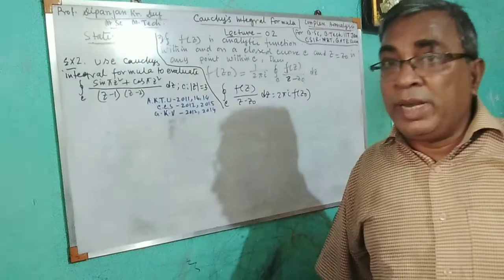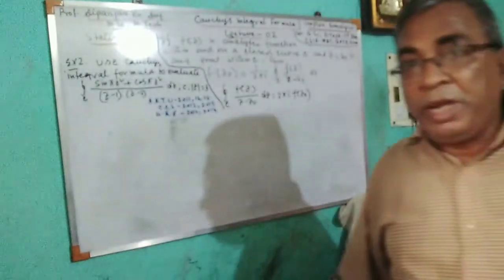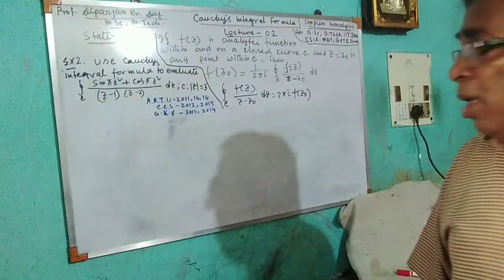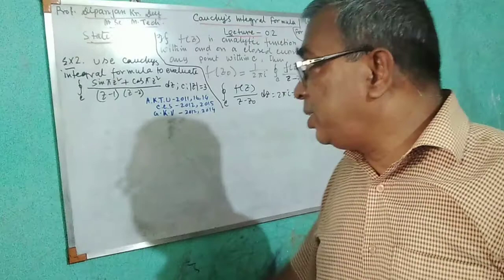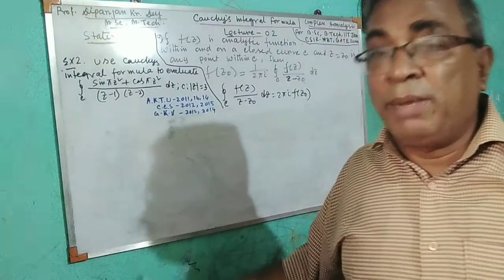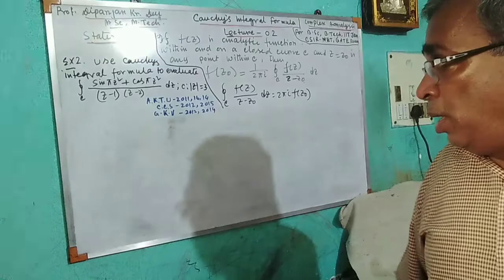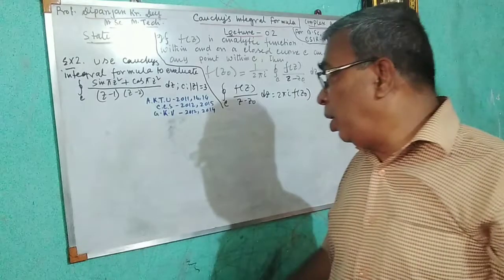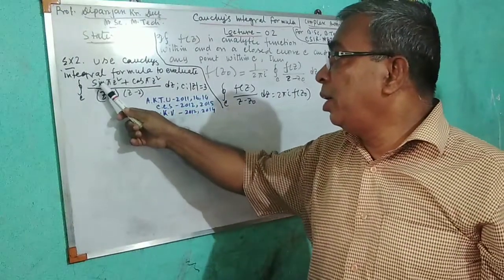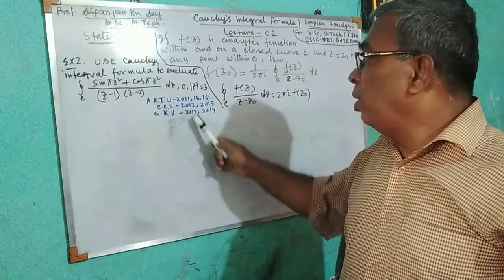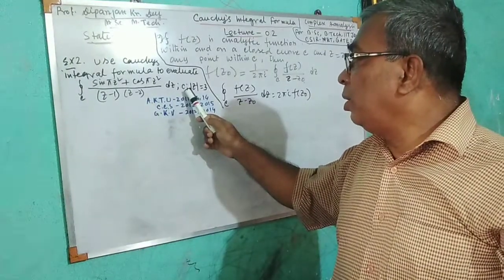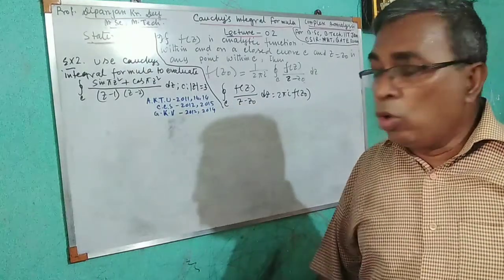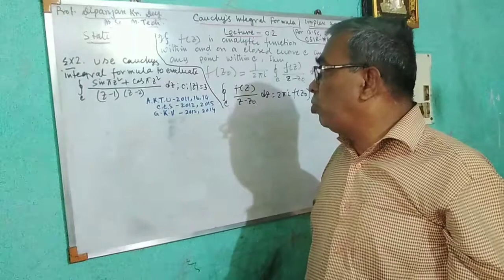In my previous lecture, I explained very nicely Cauchy's integral formula along with an example. This is example number 2 and example number 3 I will do here. So the sum is, use Cauchy's integral formula to evaluate this. Here the curve is mod z equal to 3, that is contour.